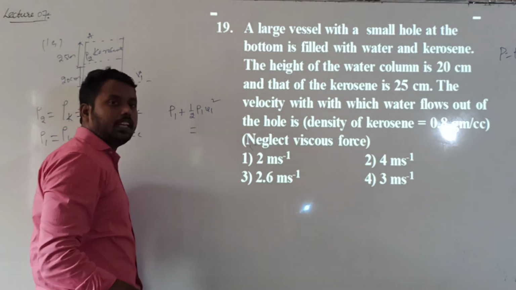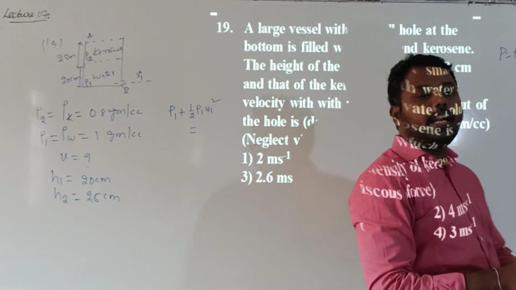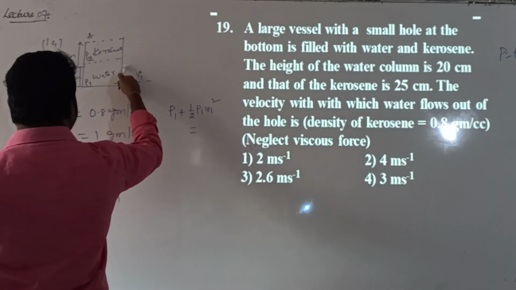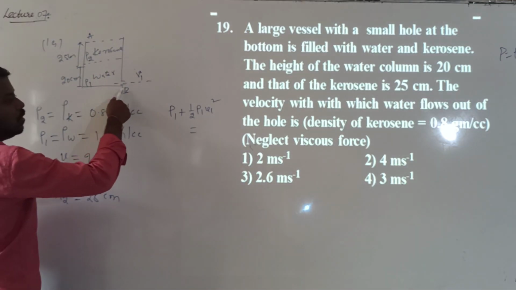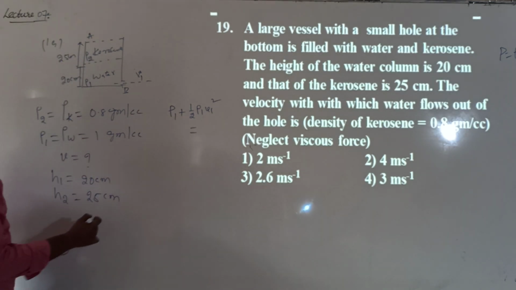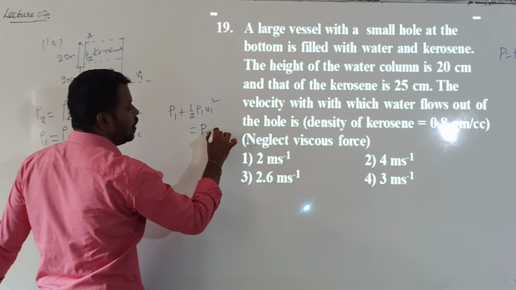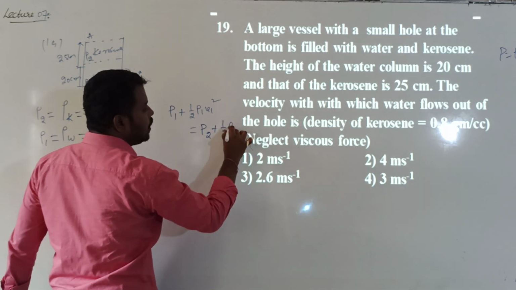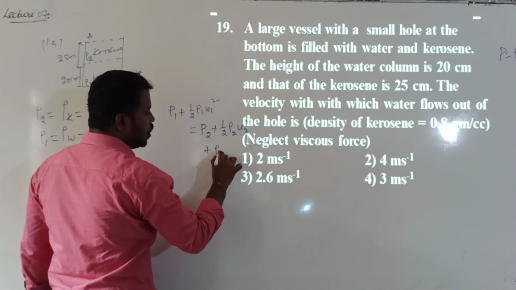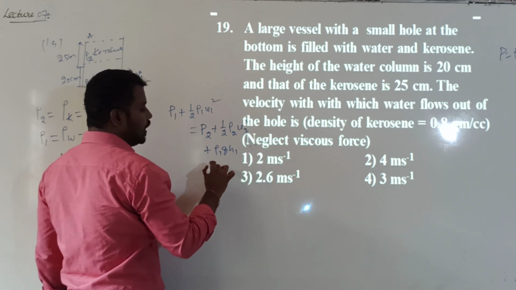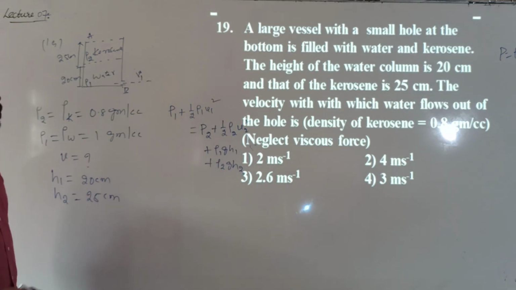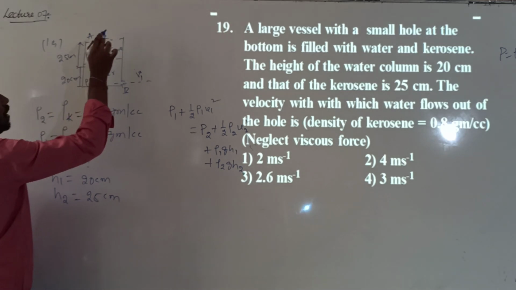According to Bernoulli's theorem, the sum of the pressure energy, kinetic energy and potential energy per unit volume will remain constant. But at this point B, it is on the ground, so no potential energy, only pressure energy and kinetic energy. If I apply for point A, the atmospheric pressure P2 plus half into rho 2 into V2 square plus rho 1 into g into h1 plus rho 2 into g into h2. At point B, the outside pressure value is P2.